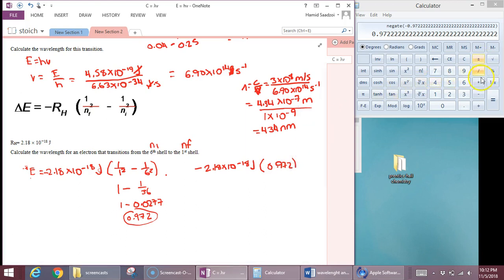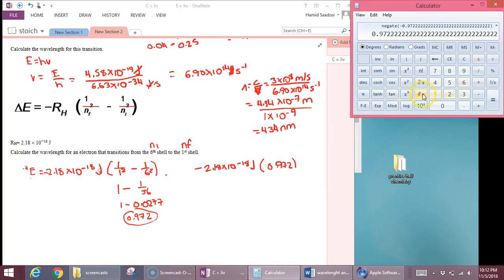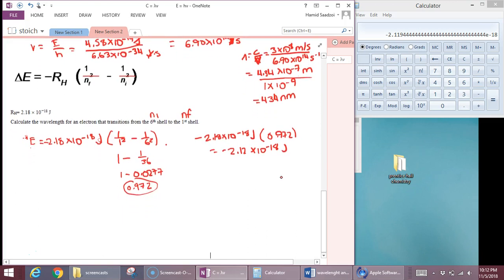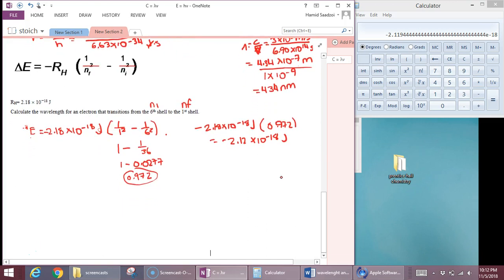So go back up here in our calculator, multiply that times 2.18, and that's a negative number, exponent negative 18. So we get a negative 2.12 times 10 to negative 18 joules. So here it's exothermic, and we expect that because the electron's coming down, so energy is released. It makes sense so far.